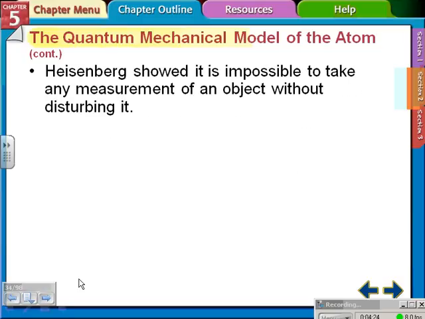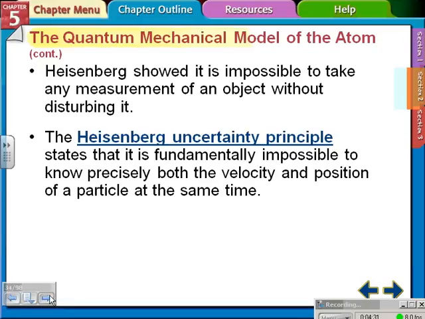Then Heisenberg came along and he showed that it's impossible to take any measurement of an object without disturbing it. So this uncertainty principle states that it's fundamentally impossible to know precisely both the velocity and position of a particle at the same time.